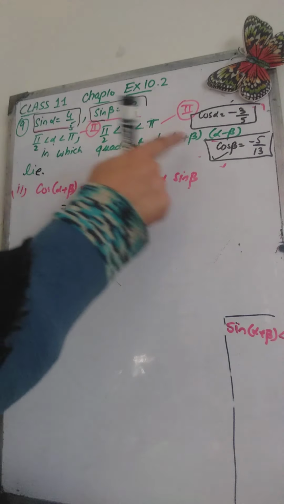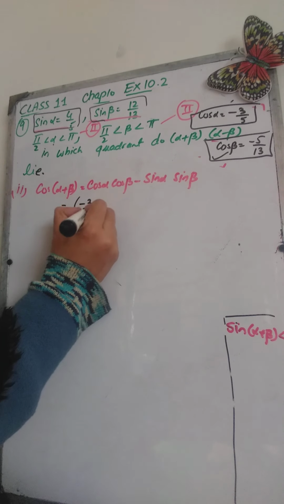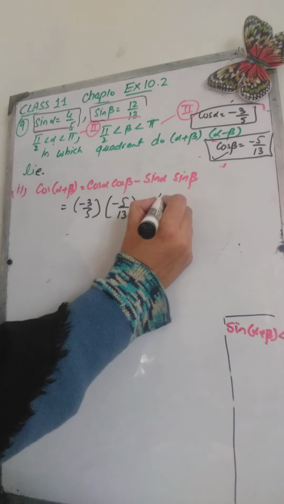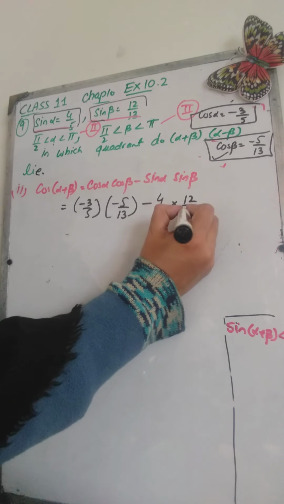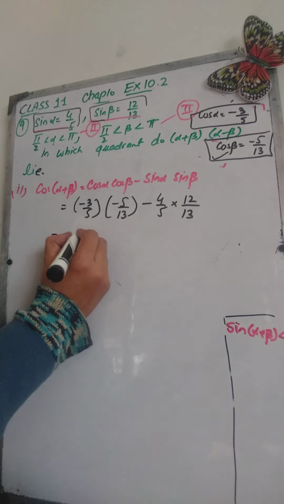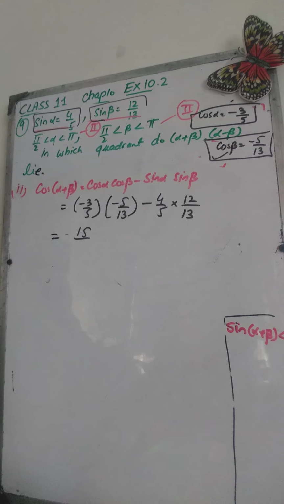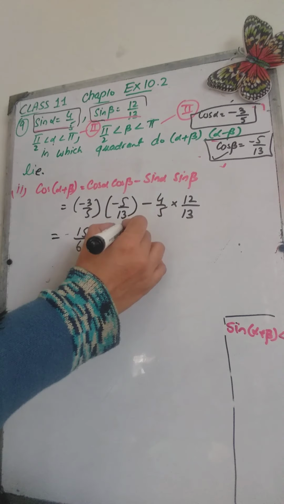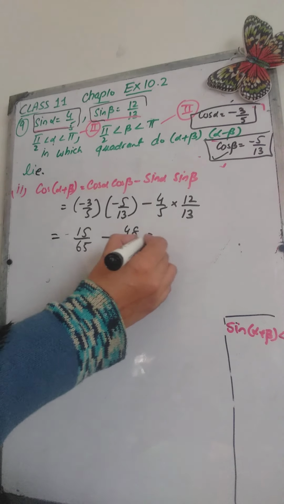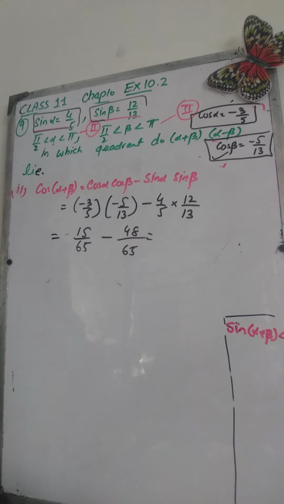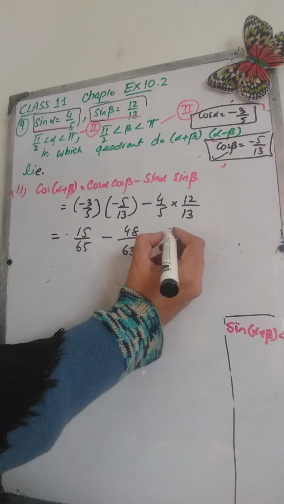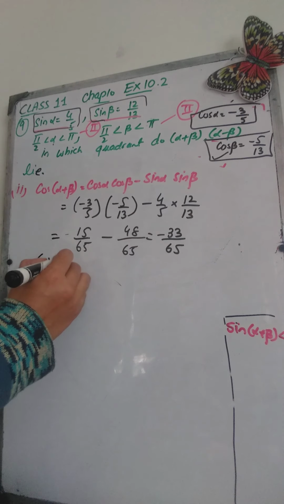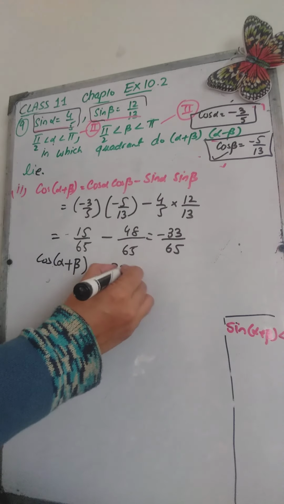now cos alpha is negative 3 by 5, cos beta is negative 5 over 13, minus sin alpha is 4 over 5, and sin beta is 12 by 13. Now this will be equal to minus minus plus, it will be 15 over 13 into 5 is 65, okay, minus 4 into 12 will be 48 over 65. Subtracting these two, we are going to get 15 minus 48 will be negative 33 by 65. So cos of alpha plus beta is equal to negative 33 by 65.